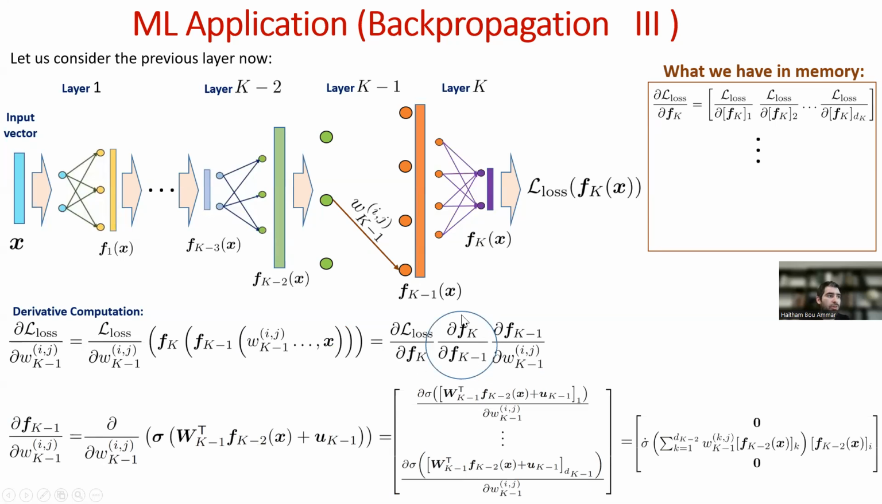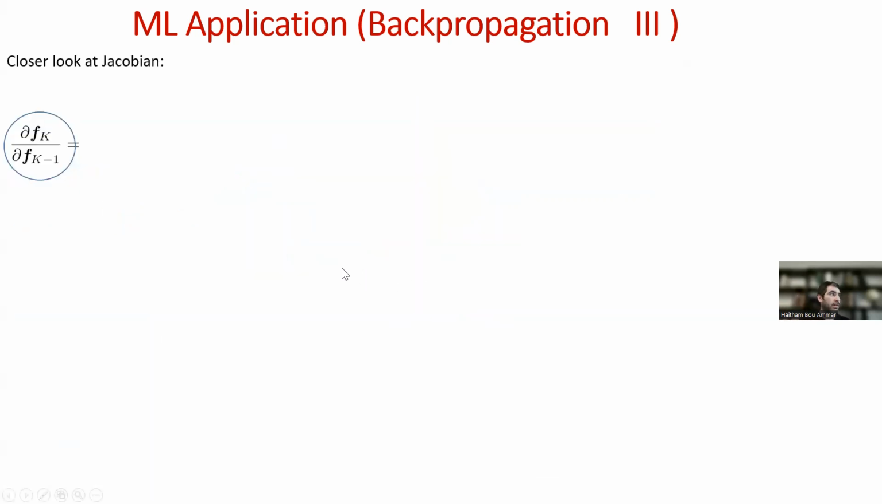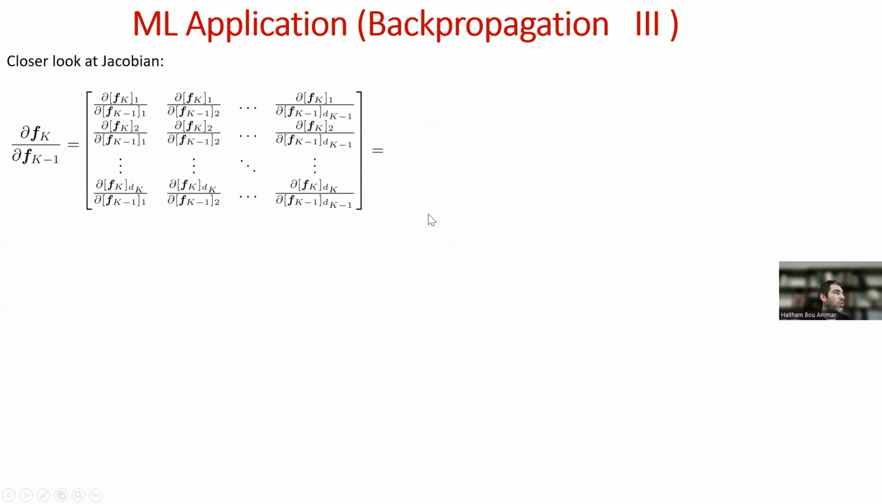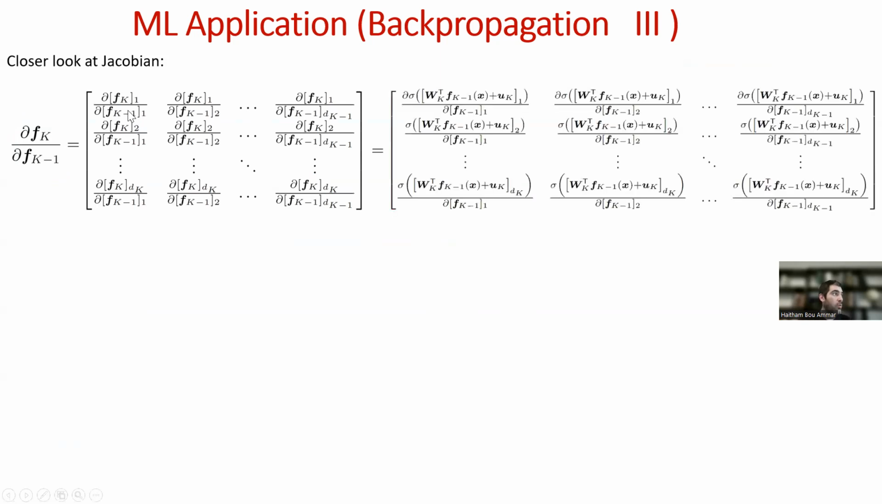But now the new thing is this Jacobian that we need to compute, which is the derivative of the output of the k layer with respect to the output of the k-1 layer. Let's take a closer look at that Jacobian. Following the definition of the Jacobian, it can be written as this matrix. This is nothing but the definition of the Jacobian that we discussed previously. And now we substitute the expression of the output of the k layer with respect to its input, which is the output of the k-1 layer, and it has these expressions here.